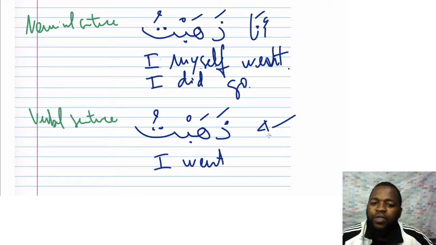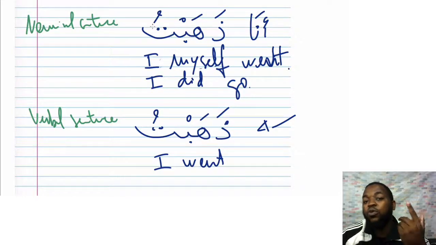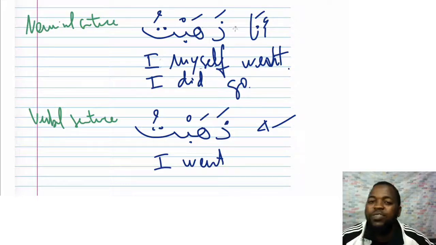Now, maybe you may ask me, when I say أنا ذهبت, why do we have two subjects? One subject in the nominal sentence and another subject in the verbal sentence. The translation shows only one, I went, but why do you have two? We'll talk about that in the next lesson.